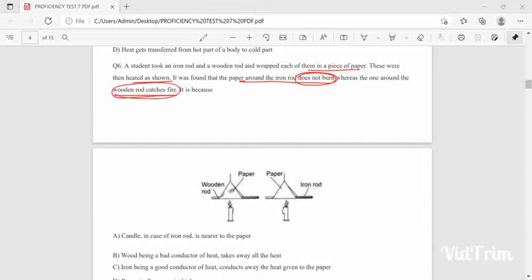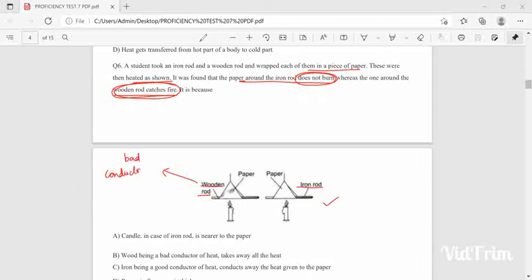So here we have 2 rods, one is wooden and the other is iron rod. Now we know that wood is a bad conductor of heat, whereas a metal is a good conductor of heat. Wood is a bad conductor or insulator of heat, but a metal is a good conductor of heat.